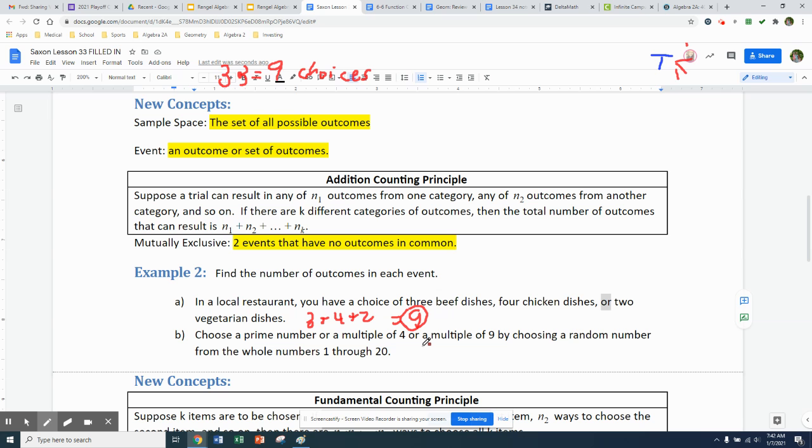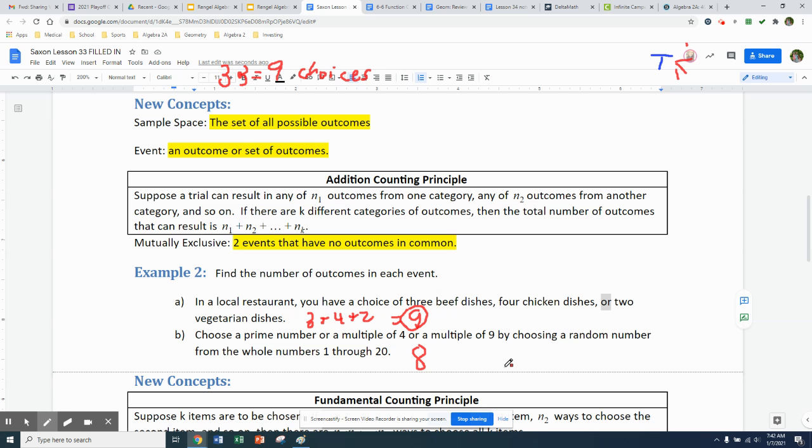Part B, we're going to choose a prime number or a multiple of 4 or a multiple of 9 by choosing a random number from the whole numbers 1 to 20. So here we got to count up all the prime numbers from 1 to 20. So we'll just count up. 2 is the first one, 2, 3, 5, 7, 11, 13, 17, and 19. So there's a total of 8 prime numbers from 1 to 20.